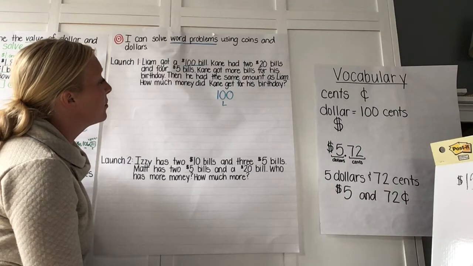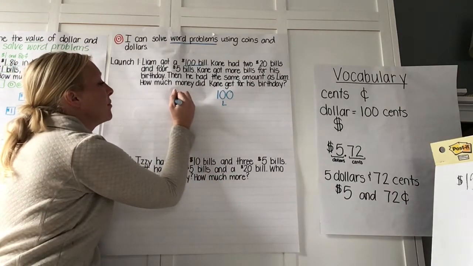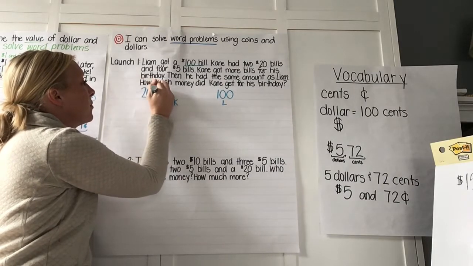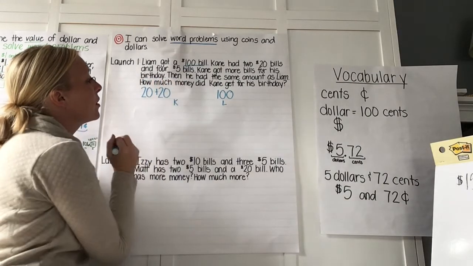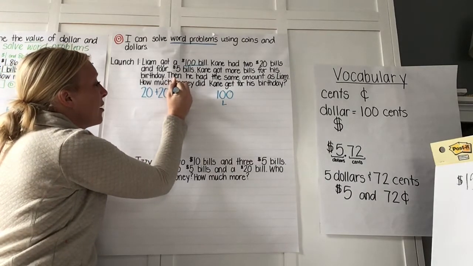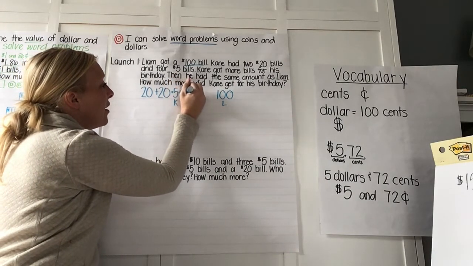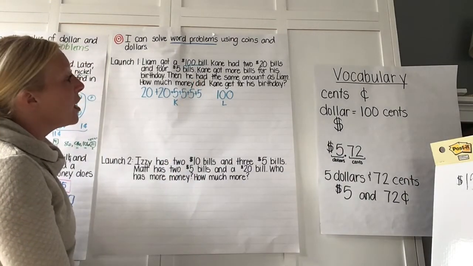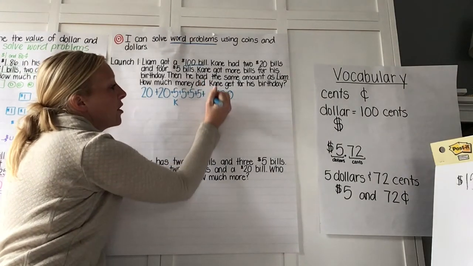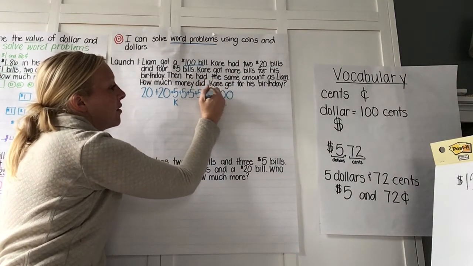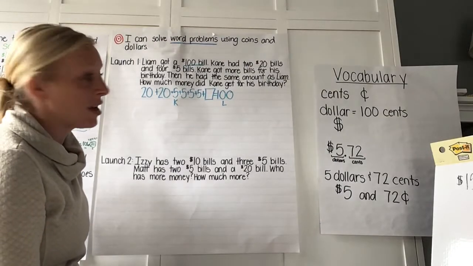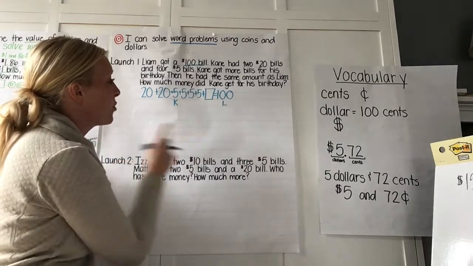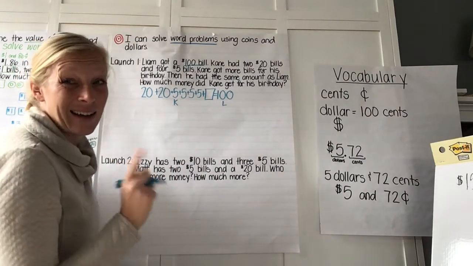What else do we know? We know that Kane had 2 $20 bills and 4 $5 bills. 5, 5, 5, 5. And we know that he got more for his birthday. But we don't know how much more, do we? We do know that all of this and the money he got for his birthday was the same as Liam's. Now, I kind of wrote that for you guys.